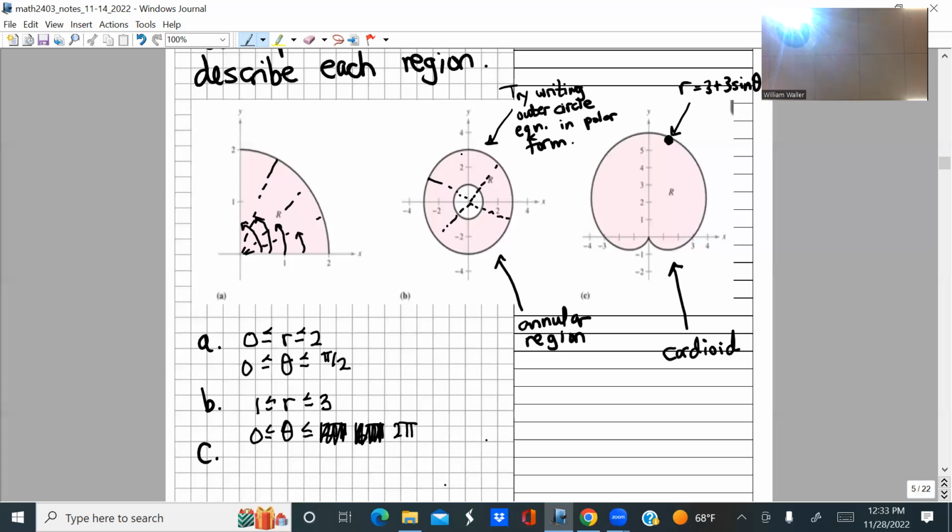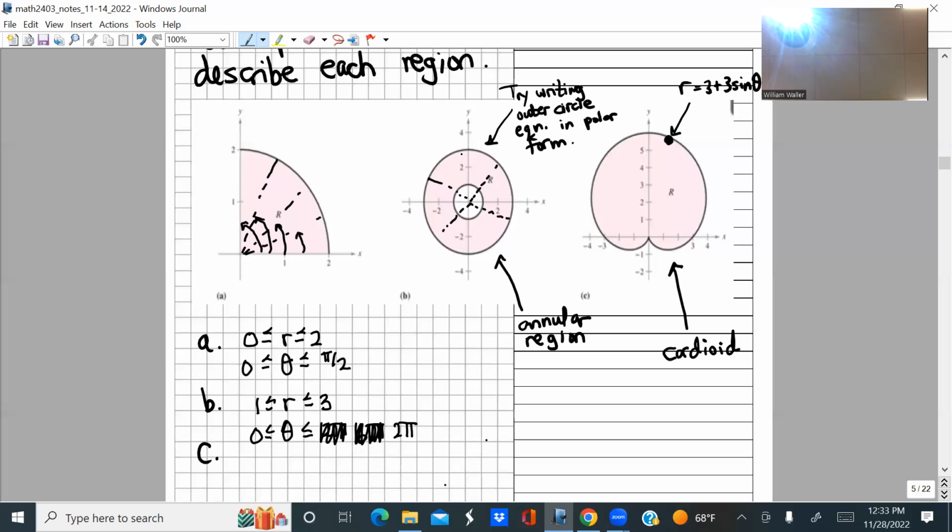Now, the third region is obviously tougher. This is called a cardioid, because it's shaped like a heart, but the heart's kind of turned upside down. Kind of shaped like this, like a heart. So that's why this black curve is called that. The equation for that curve is r equals 3 plus 3 sine theta. So if you plot in polar coordinates 3 plus 3 sine theta, you get that cardioid curve.